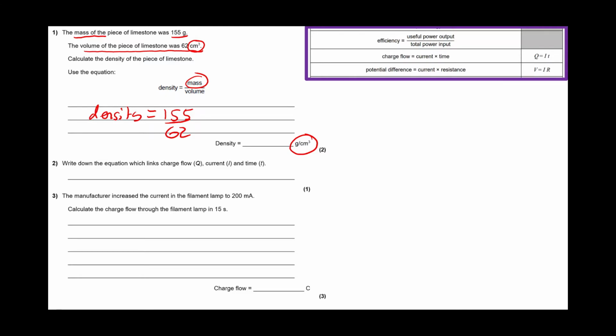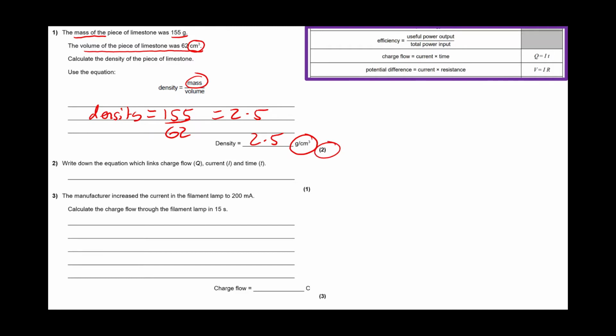So we're just going to do 155 divided by 62 on the calculator. No trying to do it in our heads or any crazy long division on the paper. We're just going to do it on a calculator, and this is going to give us 2.5, and that's the answer we're going to put in. Easy enough. You don't need to know anything about physics to answer that question. You could just walk into the exam having never learned a physics lesson and put those numbers into that equation, and you're getting 2 marks here.